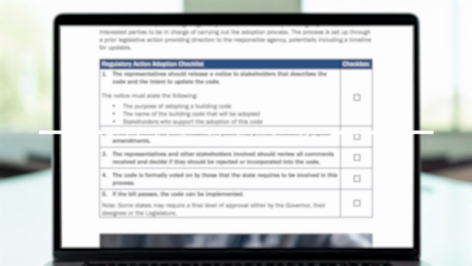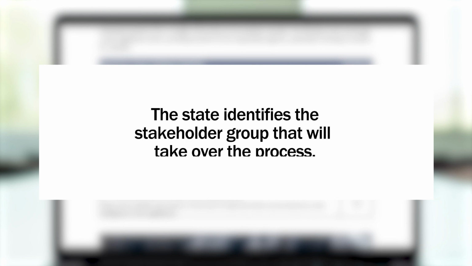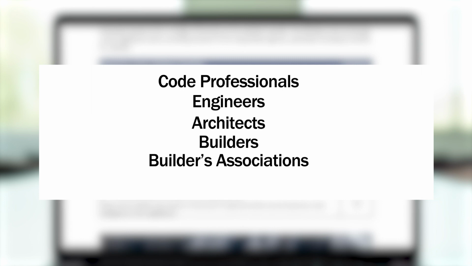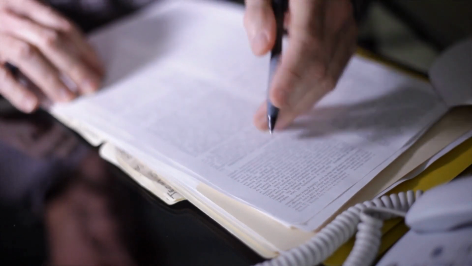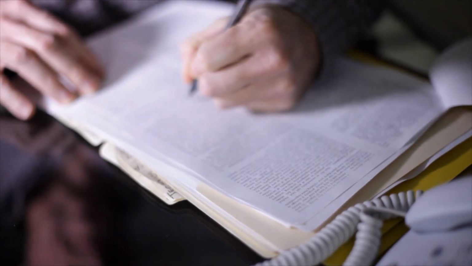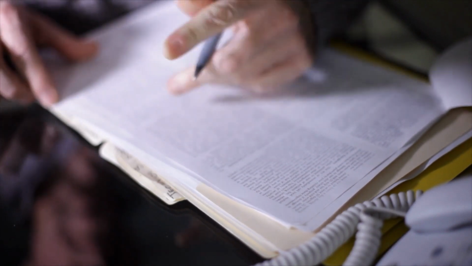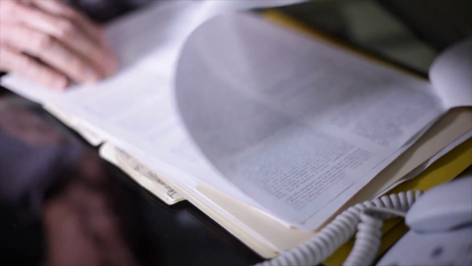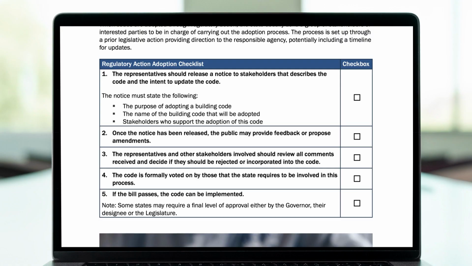In this process, the first step would be for the state to identify a stakeholder group to continue the process. This group typically consists of code professionals, engineers, architects, builders, builders associations, and other interested parties. This process is set up through procedures already in place and approved by the responsible regulatory body. This may include who can vote and who may be the administrator of the process.